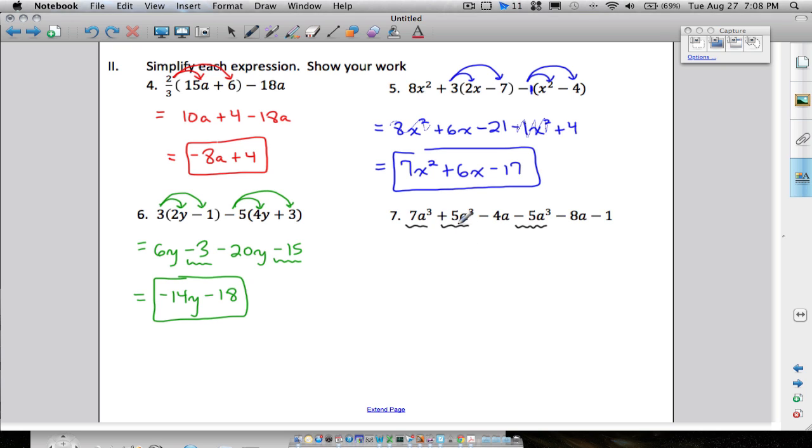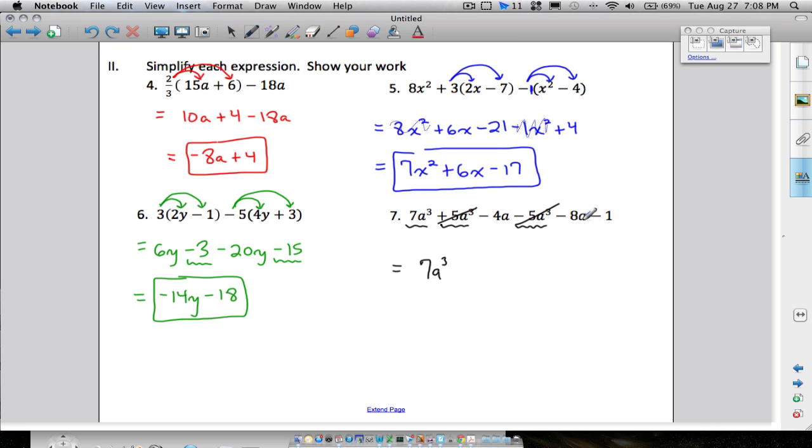So you might have recognized, though, that these two terms cancel out. If you didn't recognize that, you could say 7 plus 5 is 12, minus 5 takes you right back to 7. So that positive 5a cubed and that negative 5a cubed, they cancel out. So therefore you will have a 7a cubed in your answer because there are no more a cubes up here.